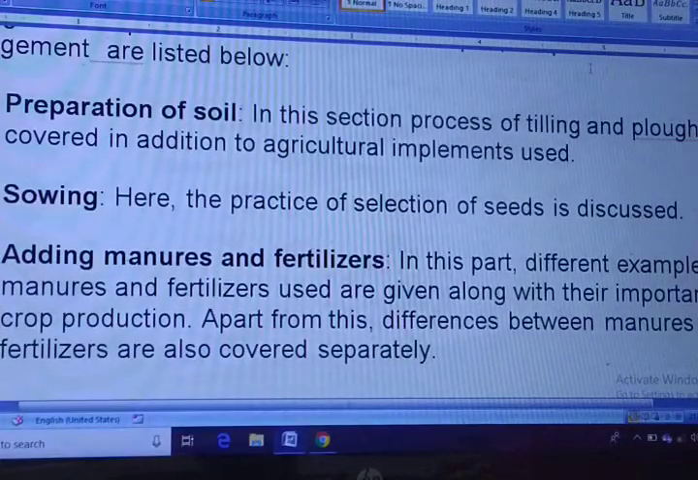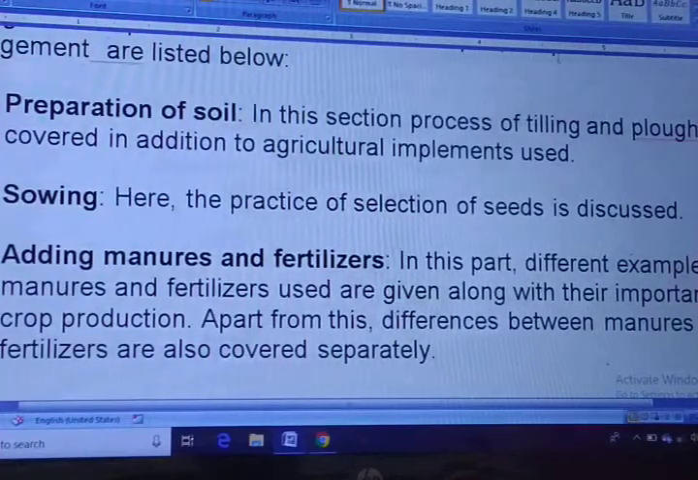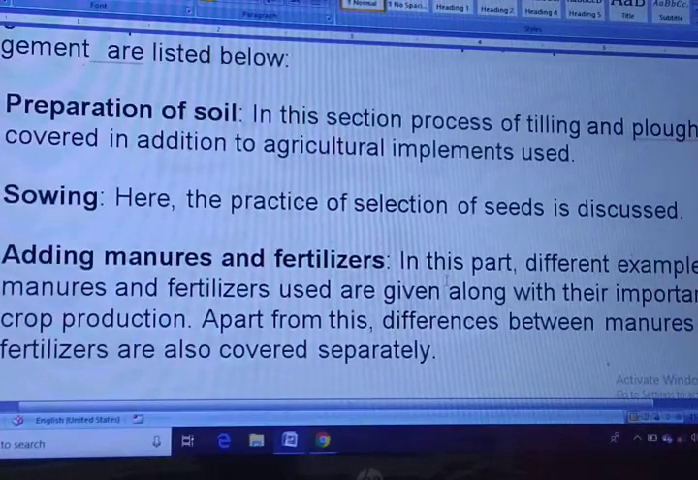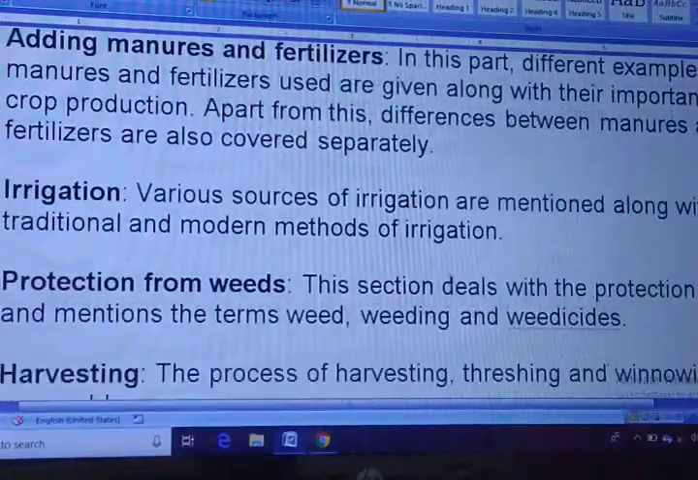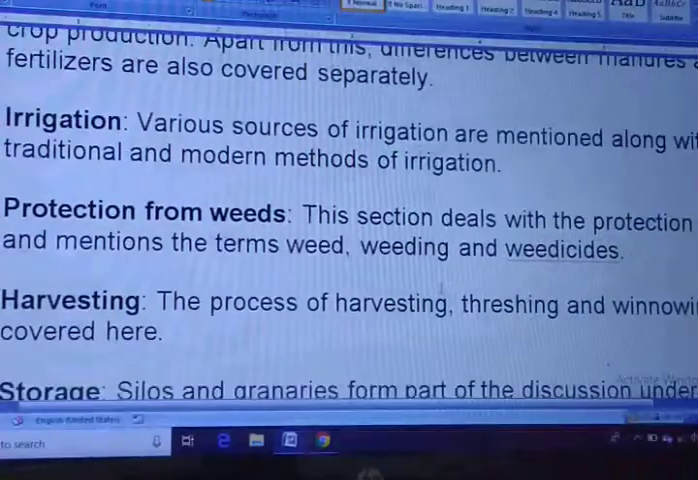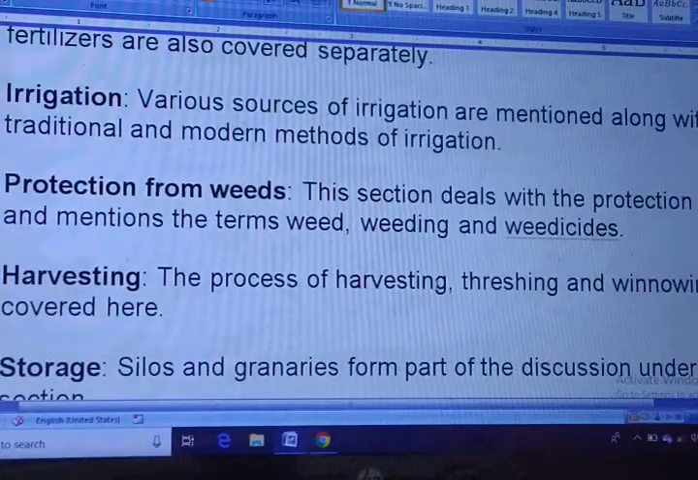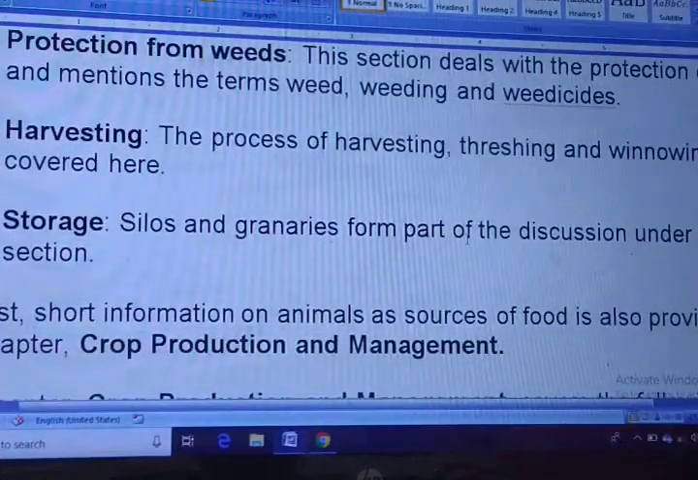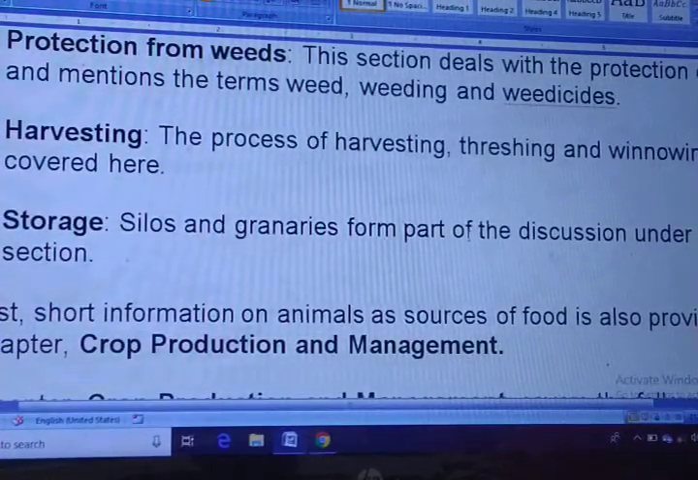After that you can see here adding manures and fertilizers. In this part, different examples of manures and fertilizers used are given along with their importance for crop production. Apart from this, differences between manures and fertilizers are also covered separately. If we talk about irrigation, various sources of irrigation are mentioned along with the traditional and modern methods of irrigation. Protection from weeds: this section deals with the protection of crops and mentions the terms weed, weeding and weedicides. Harvesting: the process of harvesting, threshing and winnowing are covered here.